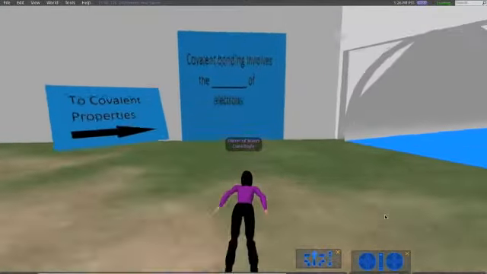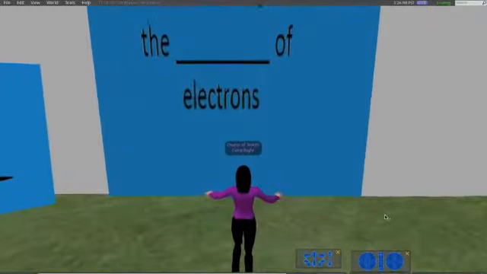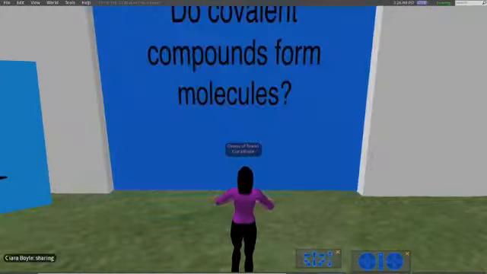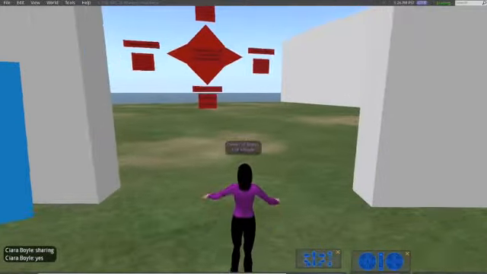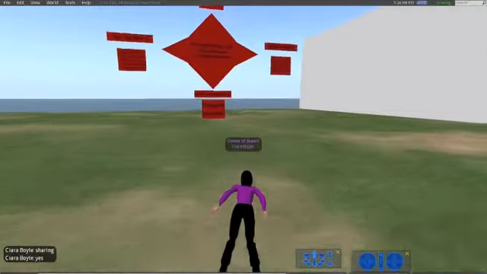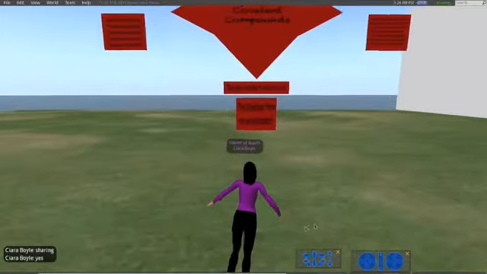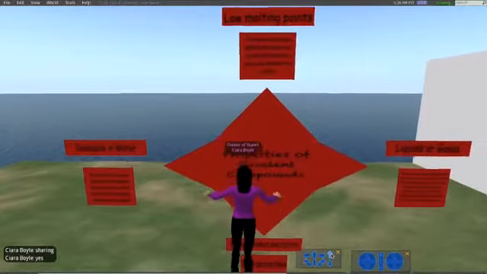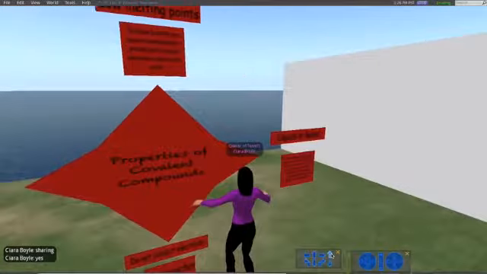The new information the students have acquired is tested before they can proceed into the section on covalent properties. We have displayed the information in a clear and concise manner so that the important points of the section are stressed. Students can explore this area, but we will now teleport back to the T-junction.